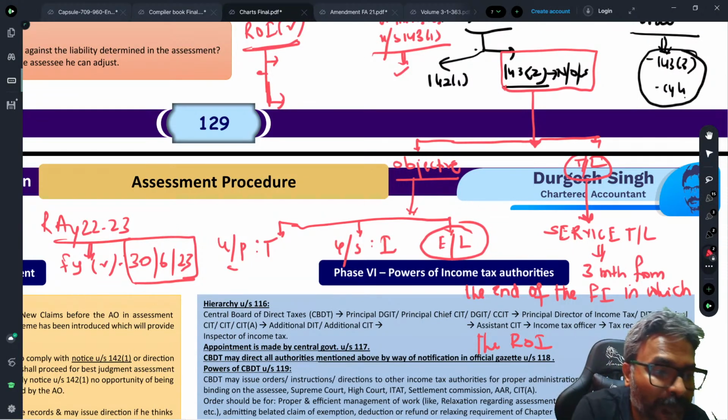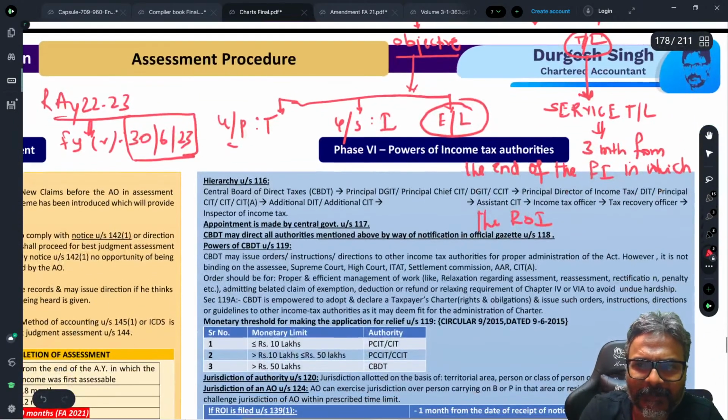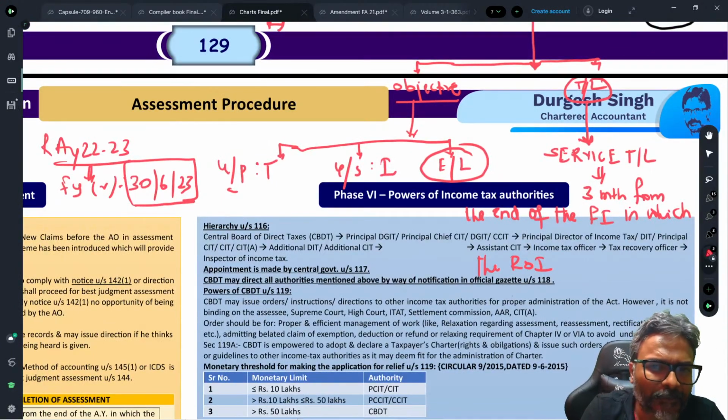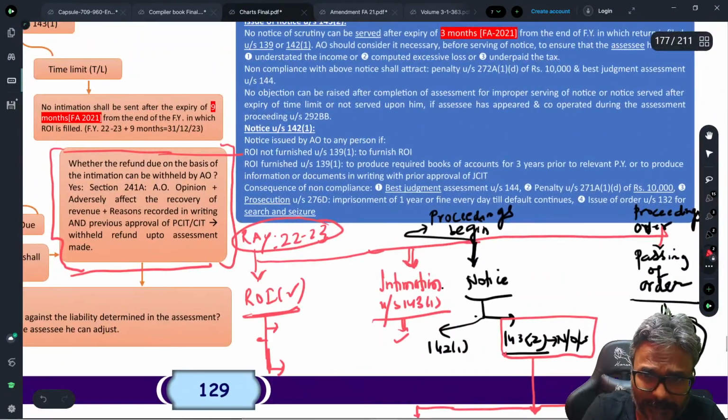Will you all agree to this one? With the 3 months time limit which has been given to us, the last date will then be 30th of June 2023. I hope that all of you are aware of this. Is that clear to all of you? So 3 months from the end of the financial year in which the ROI has been filed. So with that, students, this is what it is in this context. I hope that every one of you is clear with this. All of you? Perfect.